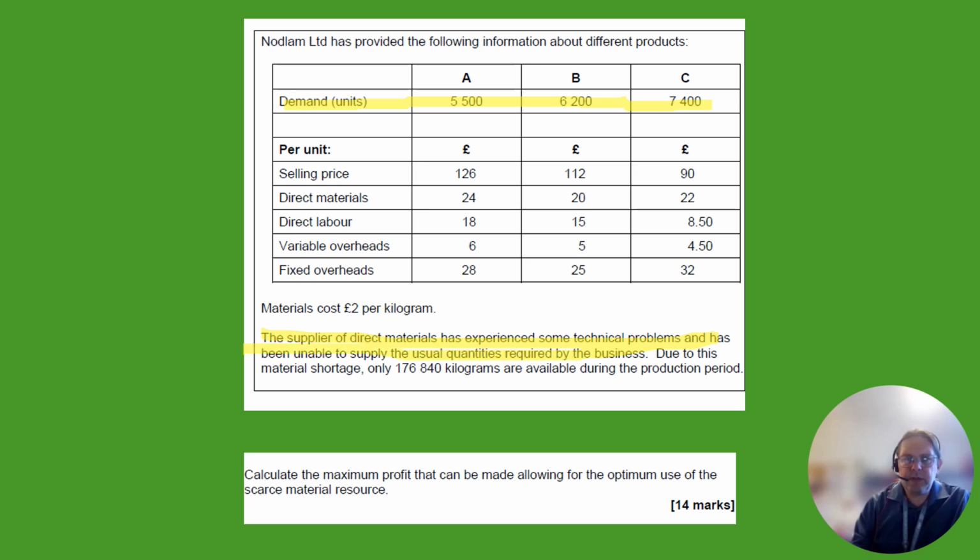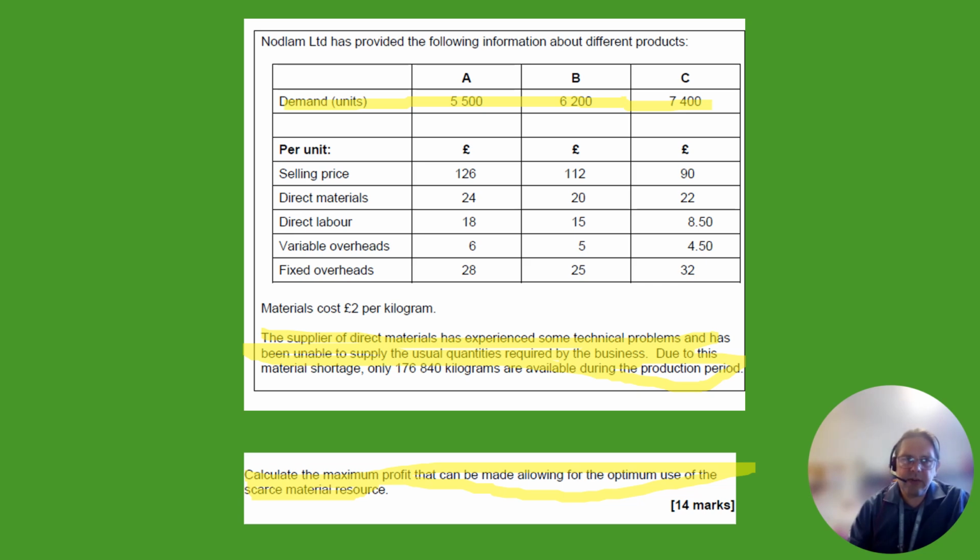The supplier has been having problems, and they've been unable to supply it. Due to this, only 176,840 kilos are available during the production period. If we work that out, we cannot actually produce the 3 levels of demand required. So they want you to calculate the maximum profit that can be made, allowing for the optimum use of the scarce material resource. The optimum use is going to use those 5 steps that we discussed at the beginning of the video. Now we just have to go through that.